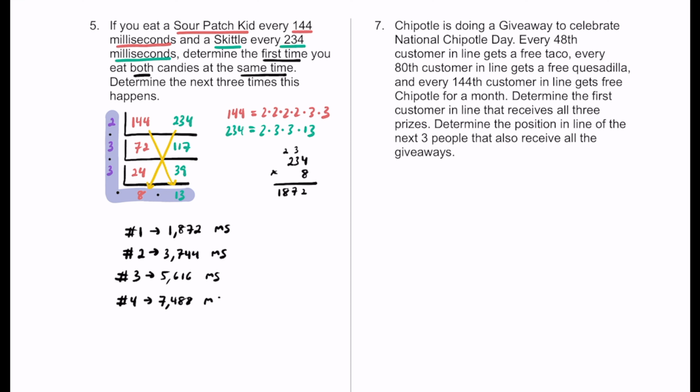7,488 milliseconds. Okay, so you'll probably have to write out multiplication. I'm assuming for most people that would be the best way to do that, or if you're really good at adding in your head. I'm not actually writing out the multiplication, so I think these are correct based on what I've done. So hopefully these are correct, but these should be the first 4 times that this does occur.